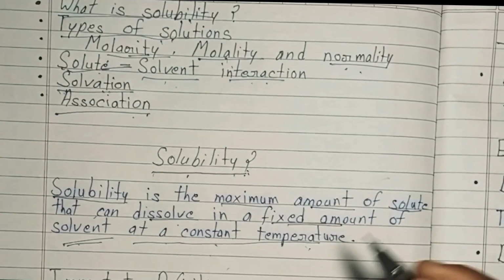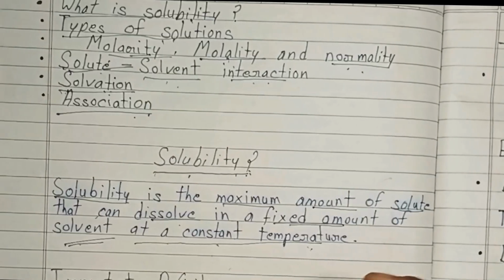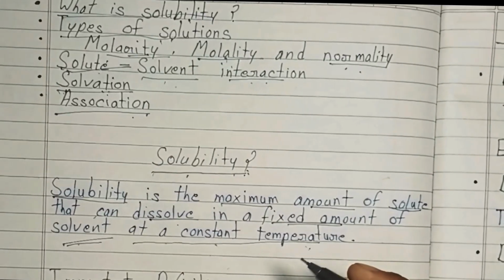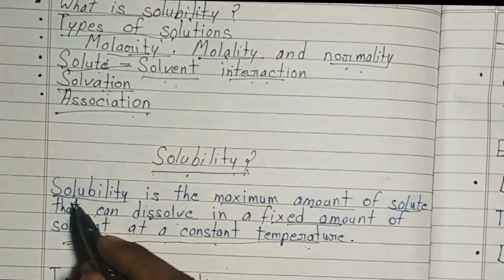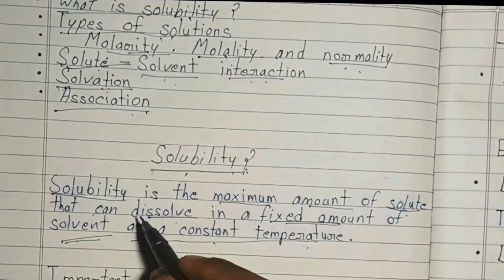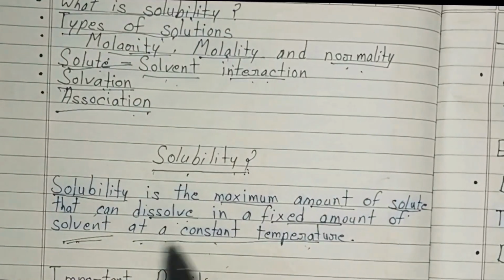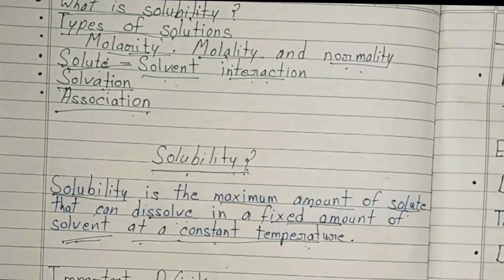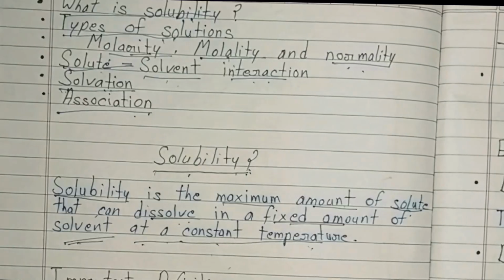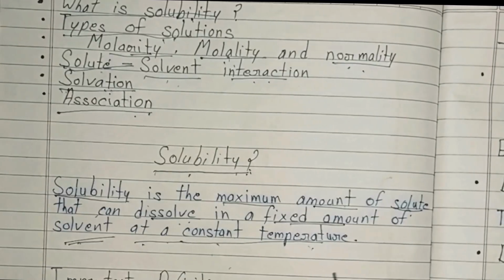Most students memorize the definition, but today we are going to learn the concept. Solubility is the maximum amount of solute that can dissolve in a fixed amount of solvent at a constant temperature. Don't worry if this definition looks difficult. Let me explain it with a very simple example.